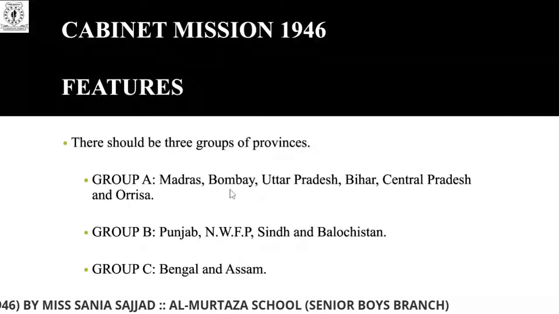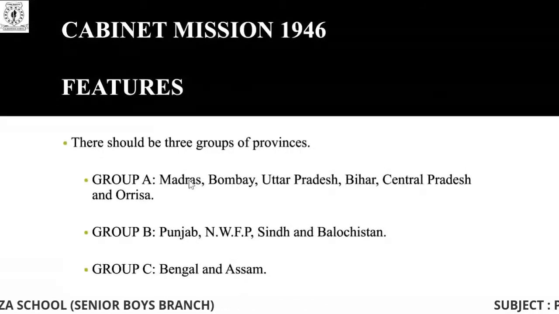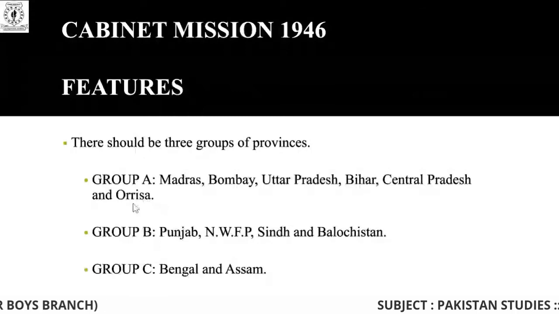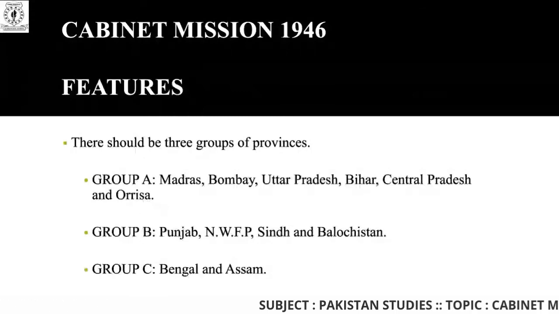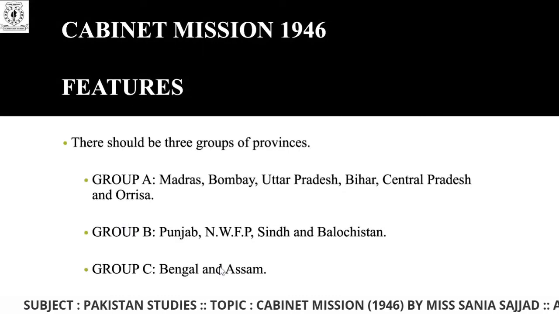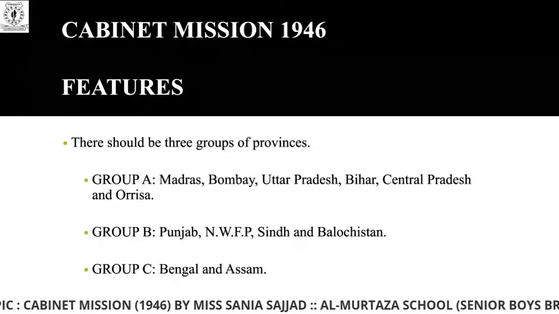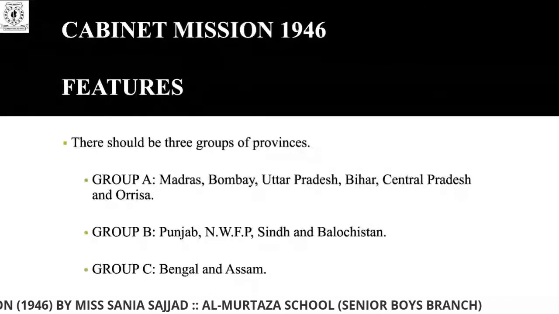Group A will be Madras, Bombay, Uttar Pradesh, Bihar, Central Provinces, and Orissa. It means in group A you have all these provinces, and then in group B, Punjab, NWFP, Sindh, and Balochistan. And then group C was Bengal and Assam. It means that the division of provinces would be that way.